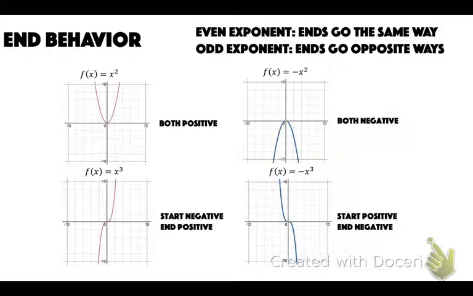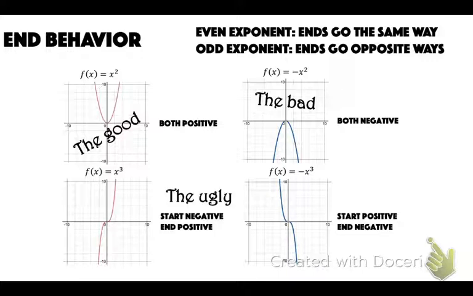I had a math teacher in high school who called this the good, the bad, and the ugly. So the good, they're both going the same way. The good would be even and positive. The bad would be even and negative. They're both going down. And then the ugly, we have to decipher which ugly it is, but these are going opposite directions. Okay, kind of a fun way to remember it, I guess.